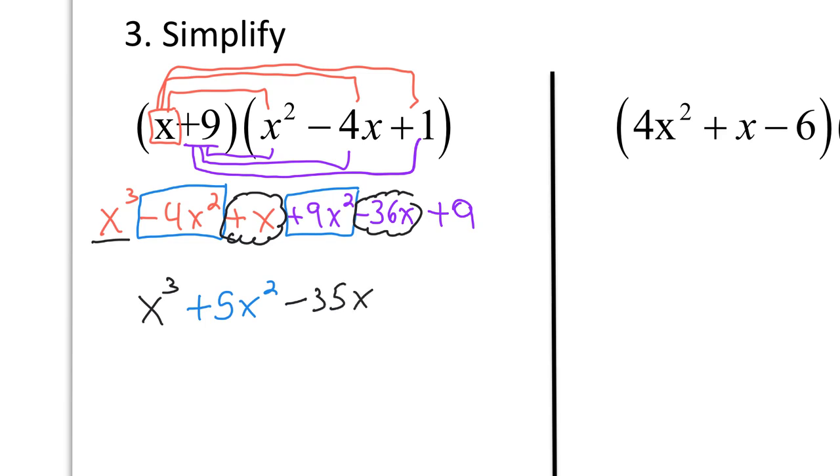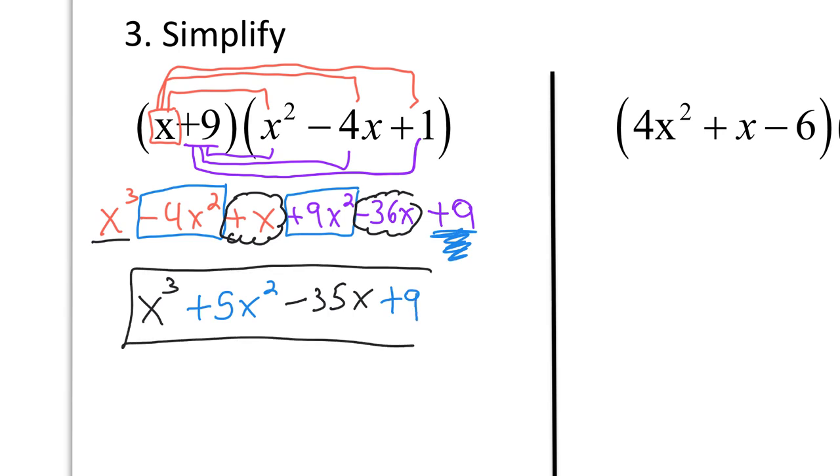And finally, guys, the constants, the 9, that's the only constant we have. So I just bring down the 9 here. So my answer is a quadrinomial. You guys have x cubed plus 5x squared minus 35x plus 9. Those are not like terms, so we got the answer.